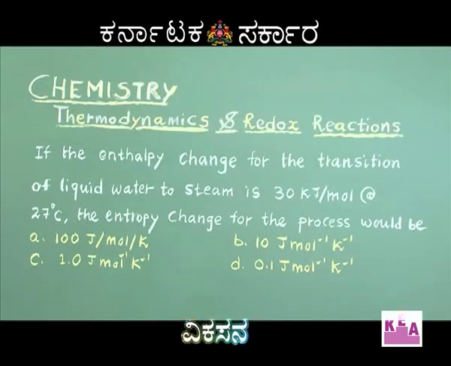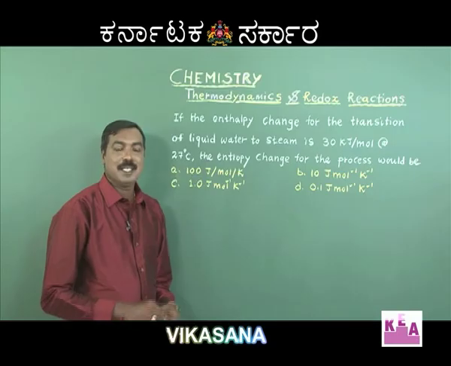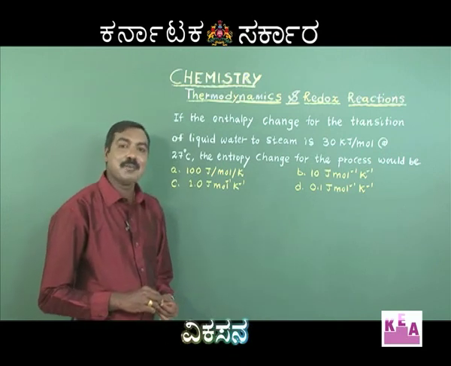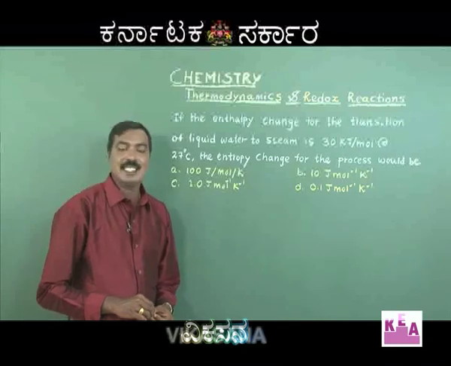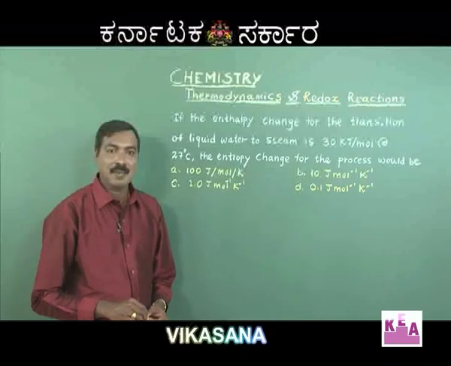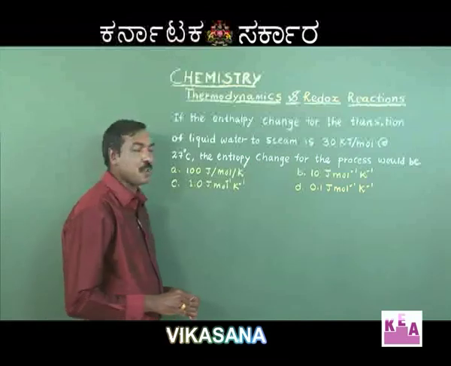Our next question. If the enthalpy change for the transition of liquid water to steam is 30 kilojoule per mole at 27 degrees centigrade, the entropy change for the process would be. In the previous question, I gave you the mathematical formula to calculate entropy. Entropy delta S is equal to delta H by T. Applying the formula, we can solve this question.